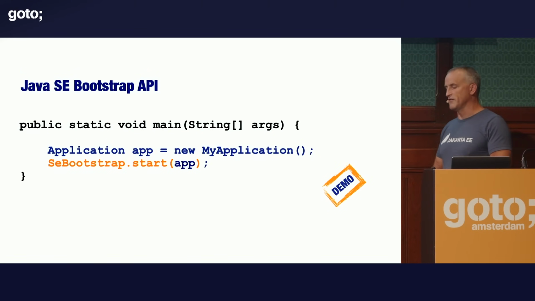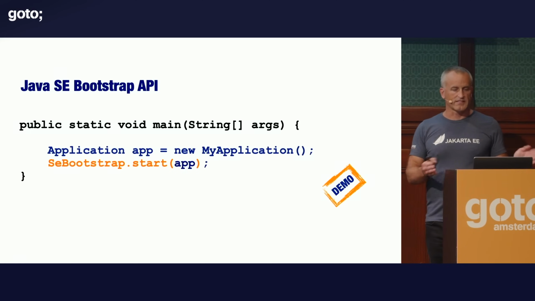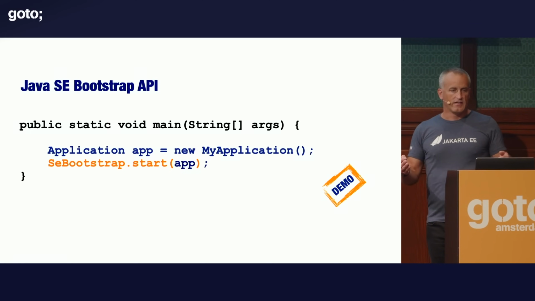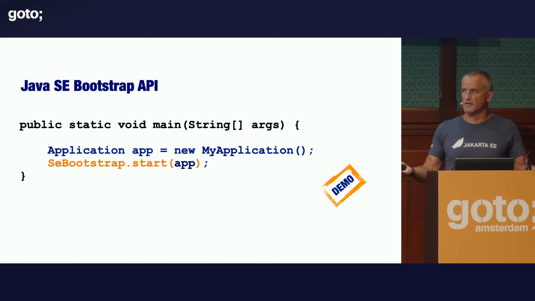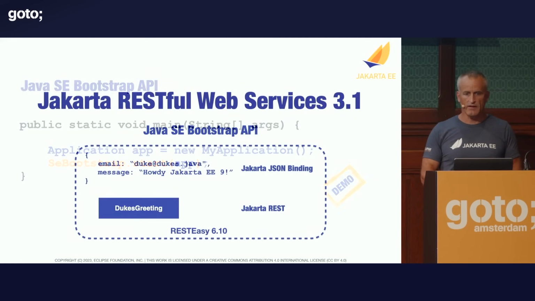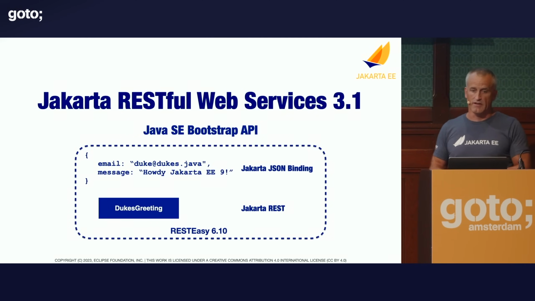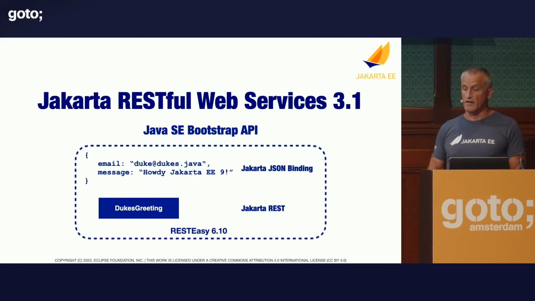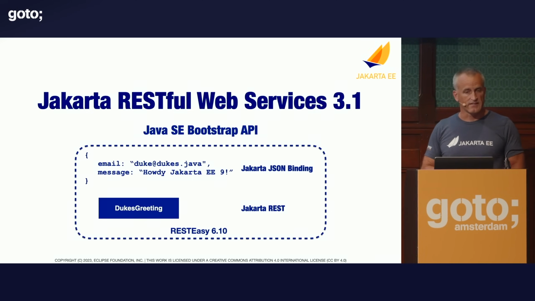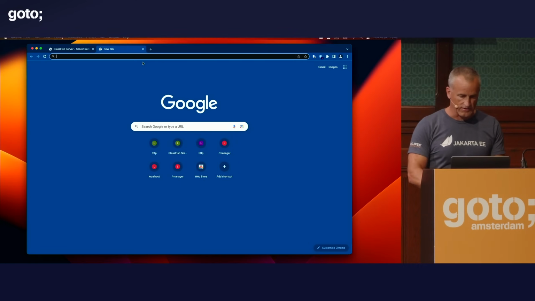And they also added a new cool thing, which is the Java SE Bootstrap API. And this makes it possible to bootstrap a Jakarta RESTful web service without using an application server. You can just do it with normal Java SE. And I'll demo this. And this application is very simple. It just prints a message through a RESTful endpoint with JSON. So I'm using JSON binding and Jakarta REST. And I'm pulling in RESTeasy here. You could have used Grizzly as well. Let's have a look at this one.